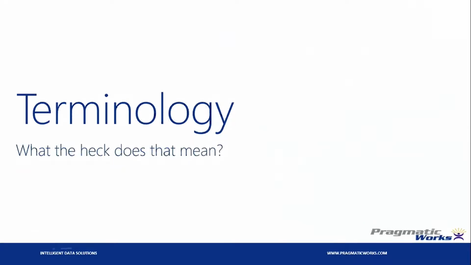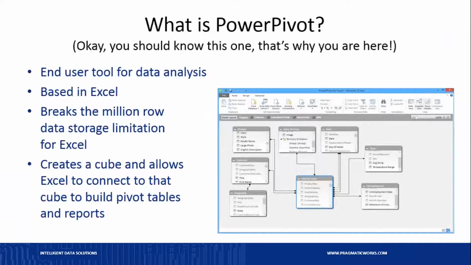I just want to talk about what everything means, because I will use these terms and I want to make sure everybody understands exactly what I'm talking about. The first term, of course, is PowerPivot. I almost didn't include this slide, but I just want to level set, make sure we all know what we're talking about. PowerPivot is the tool from Microsoft that's based in Excel that allows us to store a lot of data. It breaks the million-row limitation that Excel has.